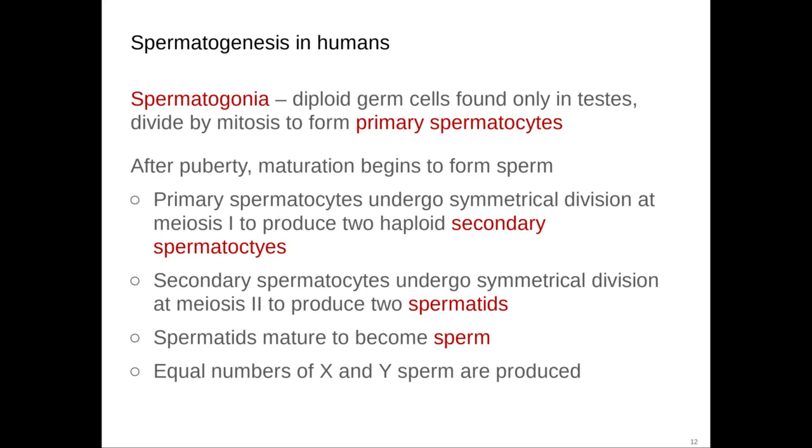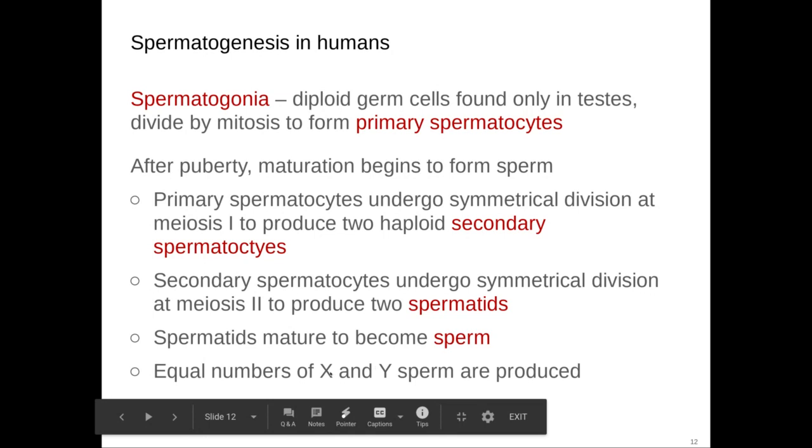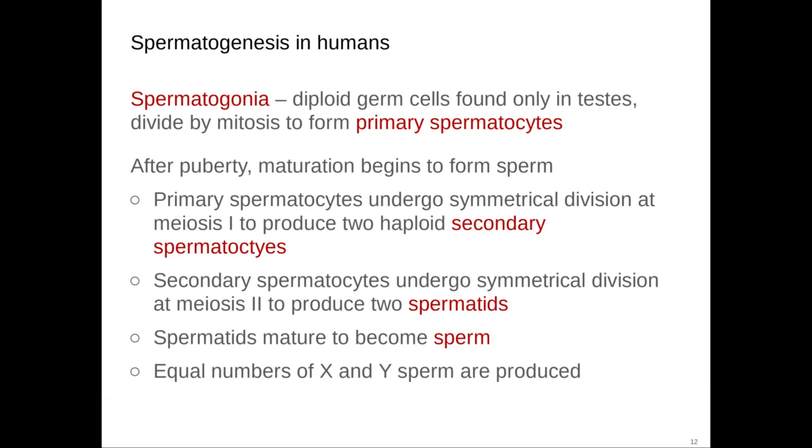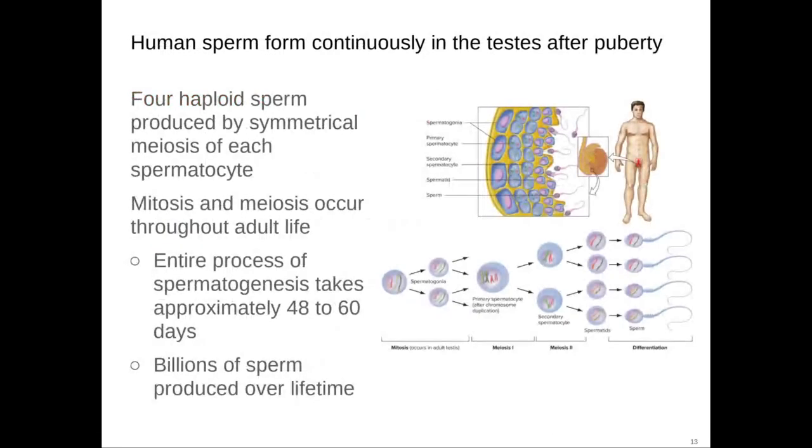Those spermatids then mature to become sperm, and as we discussed earlier, there's about a 50-50 split between X sperm and Y sperm. Or if you're one of those odd males who is XX, it should be 100% X. It just depends.